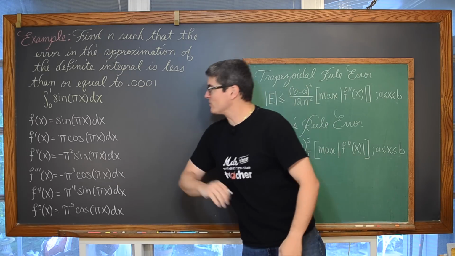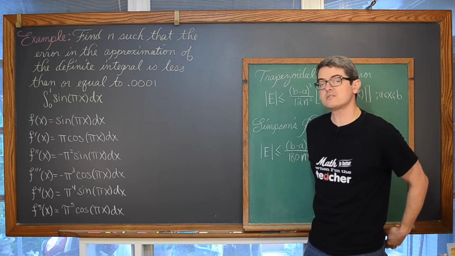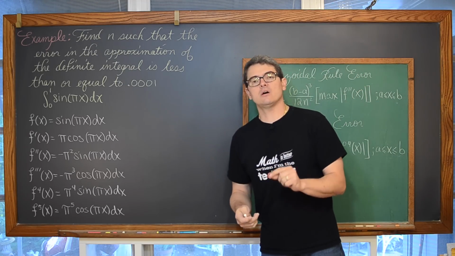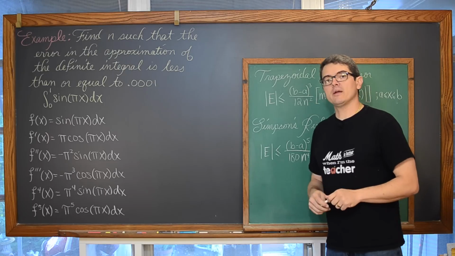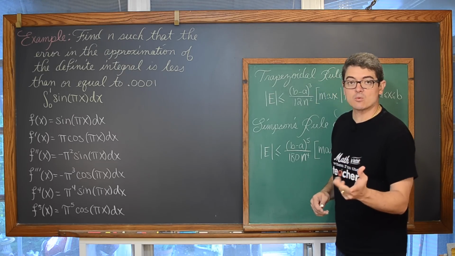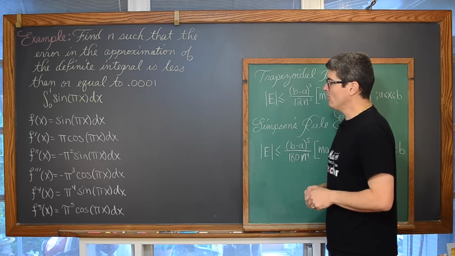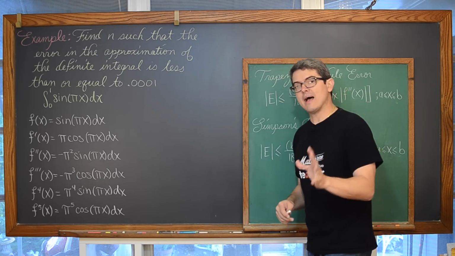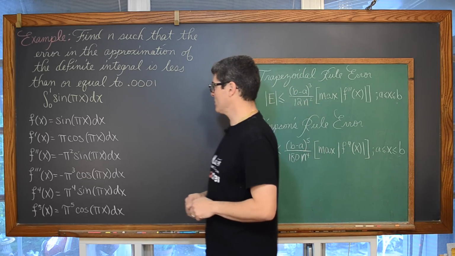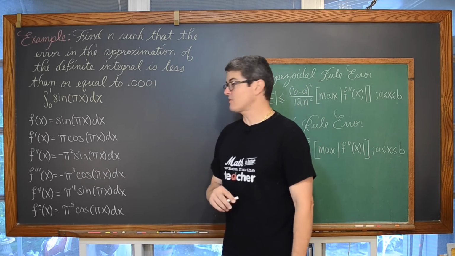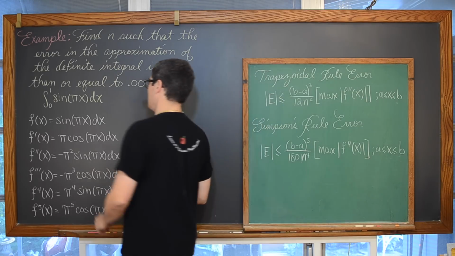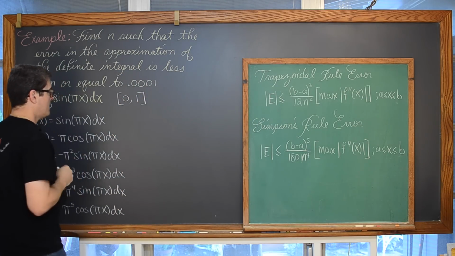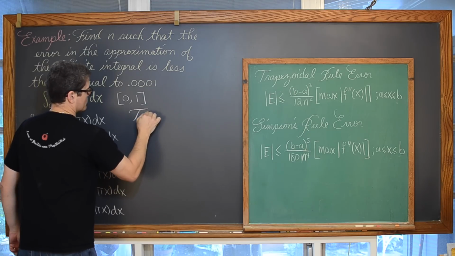So here are our 5 derivatives based on the original function f of x is equal to the sine of pi x. We're going to be working on finding the number of required subintervals, or n, for the trapezoidal rule, which means we want to find the maximum of the absolute value of the second derivative. So that means I'm going to look to the third derivative for critical values on that closed interval from 0 to 1. And again, we're doing the trapezoidal rule here.